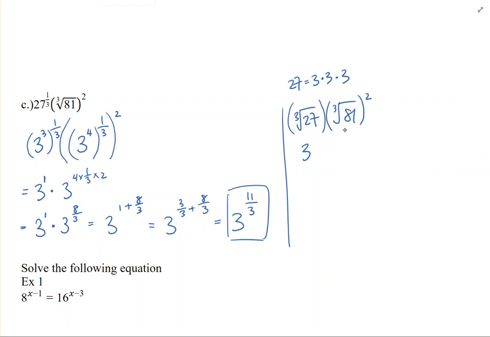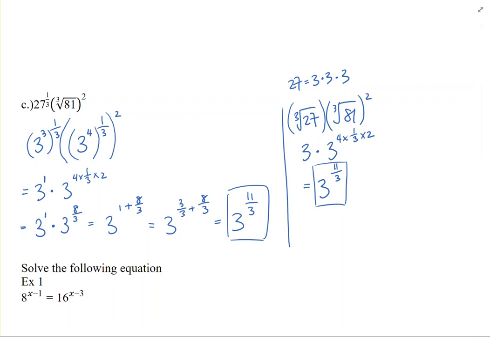As for the cube root of 81, we'll just follow what we did with our first solution on the left here. So we know it's still 3 to the 4 times 1/3 times 2, and it basically brings us back to this step that we had here. Ultimately that will also bring us to 3 to the 11/3. So both ways can work. However you want to simplify it is okay, as long as you're still working with base 3.